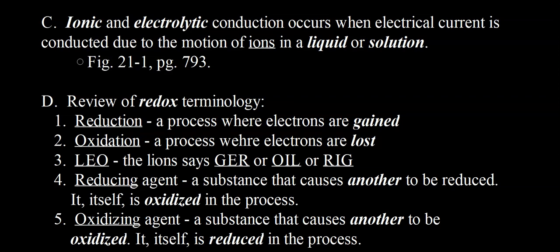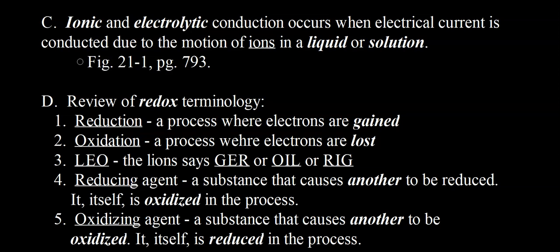Some terms that often trip students up: oxidizing agent and reducing agent. We'll start with reducing agents. This is a substance that causes something else to be reduced. It's causing something else to gain electrons, while at the same time it is losing electrons, or it is being oxidized. Conversely, the oxidizing agent is the substance that causes something else to be oxidized. It causes something else to lose electrons, while at the same time it is gaining those electrons, or it is being reduced.